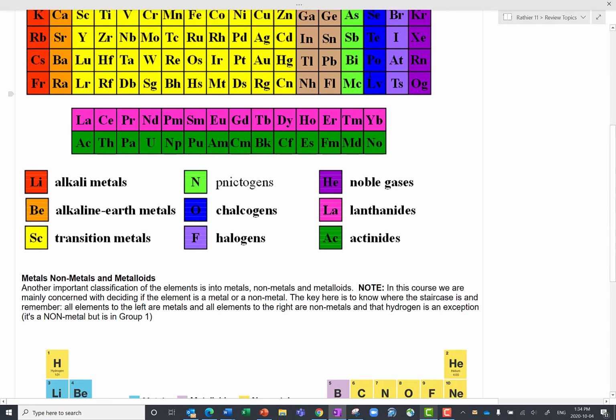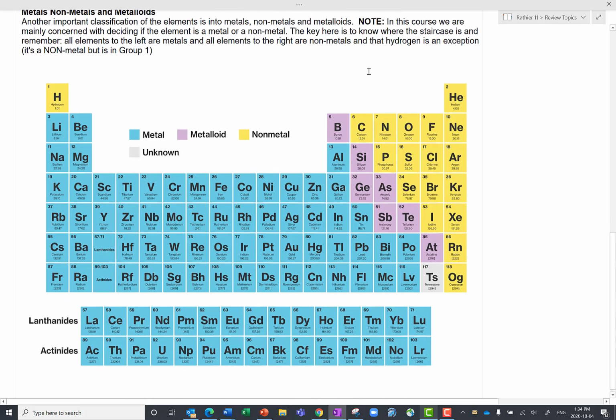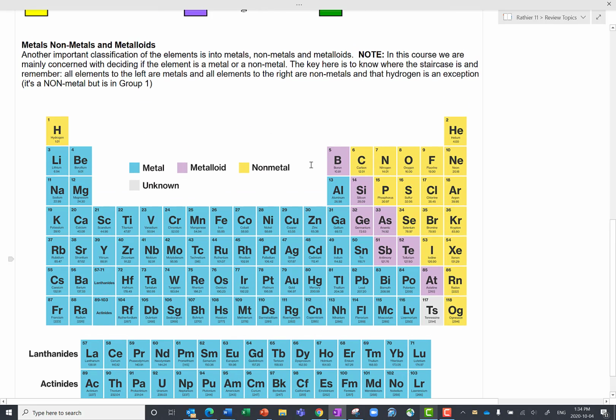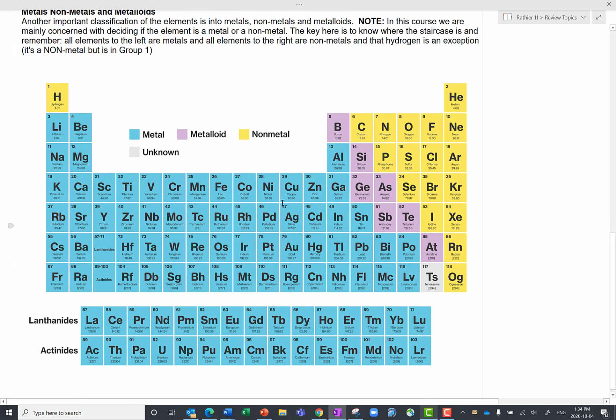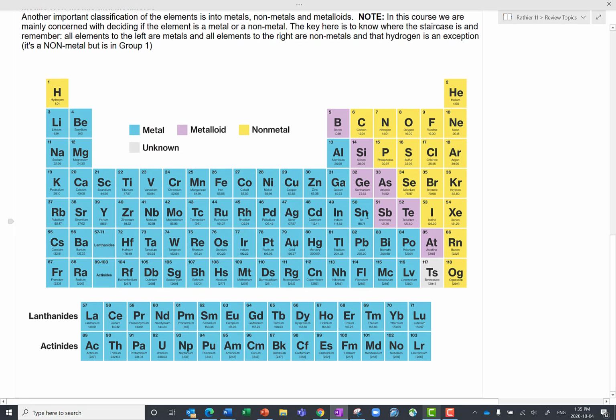The other piece about the periodic table that you need to know at this point is how to identify metals, nonmetals, and metalloids based on their position on the periodic table. So recognizing that our staircase separates the metals and nonmetals. Okay? For the most part, we're going to be looking at whether it's a metal or a non-metal. We're not going to focus too much on the details of the metalloids. They're really interesting because they do have some overlapping properties.